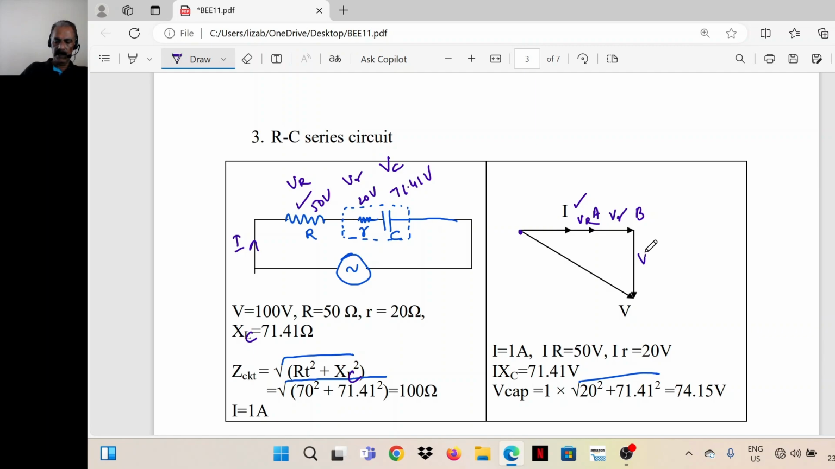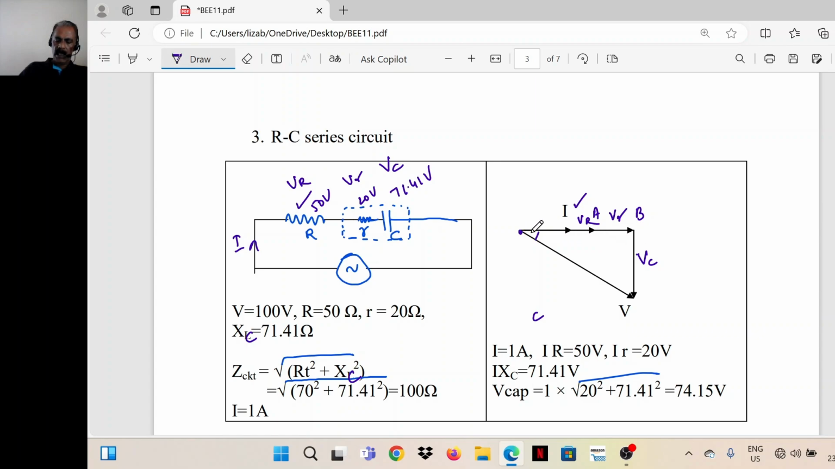This is Vc, the voltage across the capacitor. In a capacitor, current leads the voltage by 90 degrees. So Vc, if I mark here, this is Vc, the length is not proper. I can mark here also, this is Vc. So this is lagging behind the current by an angle of 90 degrees. So current is leading the voltage across the capacitor by 90 degrees. The same phasor I have brought here just for adding.